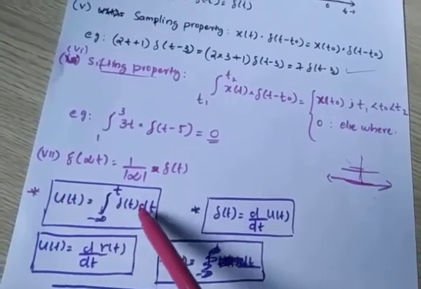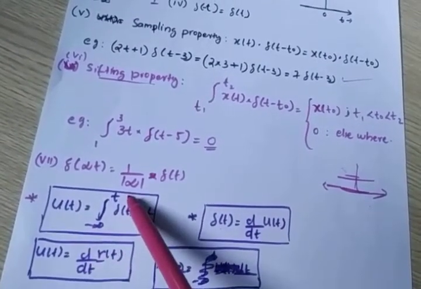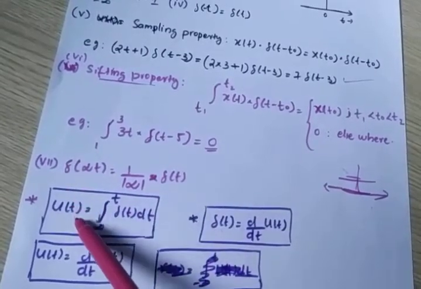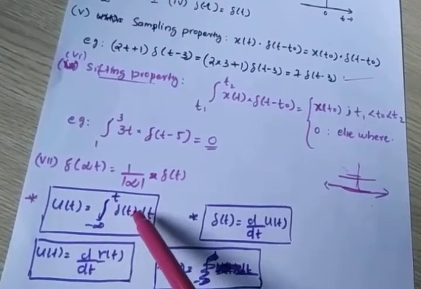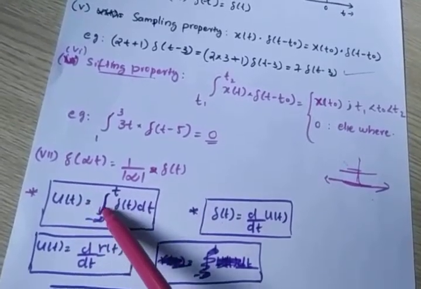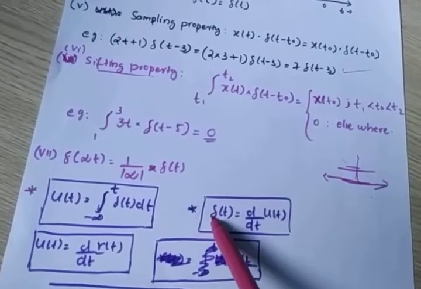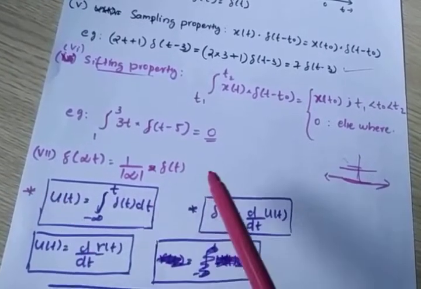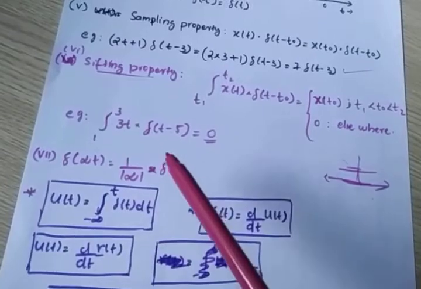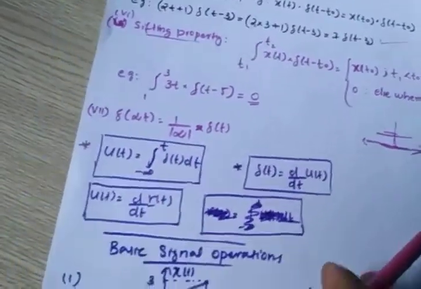If the impulse function is given and they ask you to find the step, then you need to integrate. If they give the step and ask you to find the impulse, you just do the reverse: integral becomes differential. You just differentiate the step, you will get the impulse. So if you integrate the impulse, you will get the step, and if you differentiate the step, you will get the impulse. Similarly, ramp.